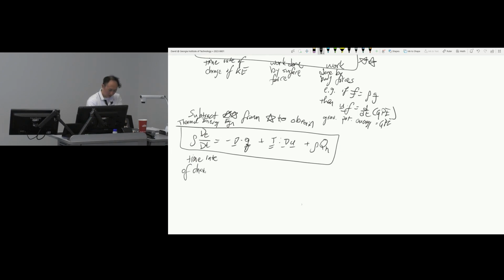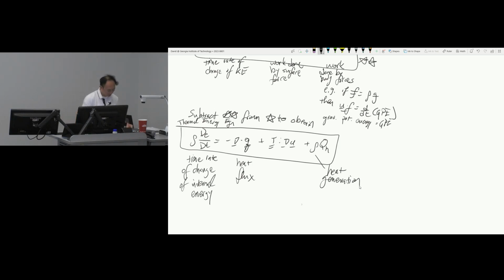So this is the time rate of change of internal energy, so whether it's getting hotter or colder. This is the heat flux. Remember, it was a surface integral, and then we changed it to basically a divergence so we can make it a volume integral. And this is a heat generation.